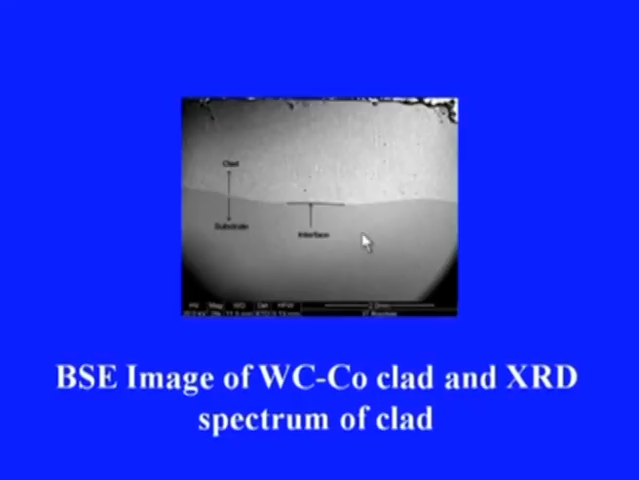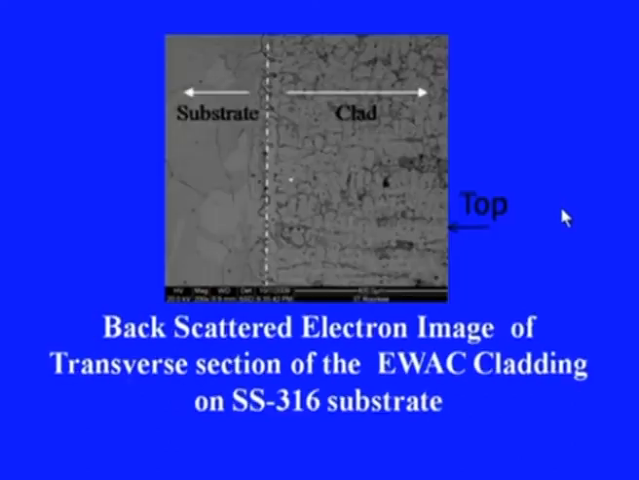As we know, tungsten carbide is one of the very strong materials, a high melting point material, and a very good material as far as wear resistance is concerned. Therefore, tungsten carbide cobalt as a cladding material combination is very good as far as industrial applications are concerned, and that could be developed using microwave energy.